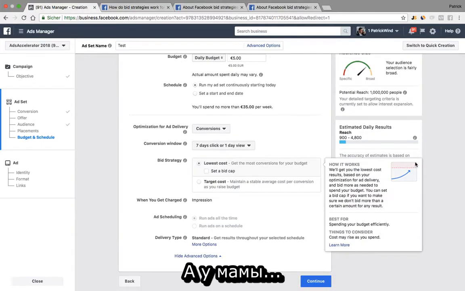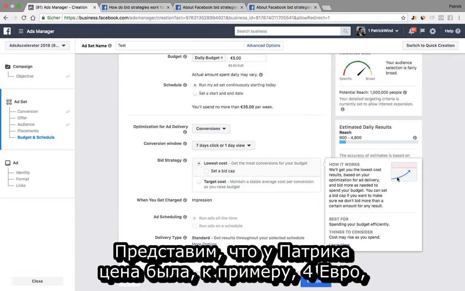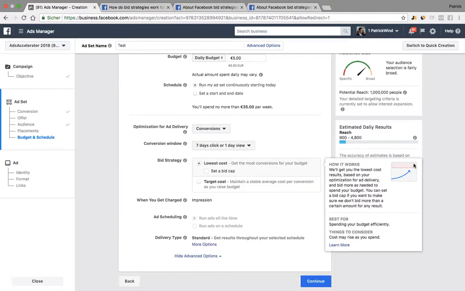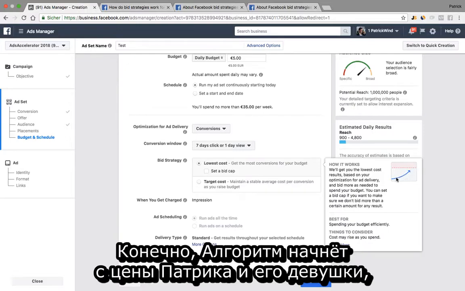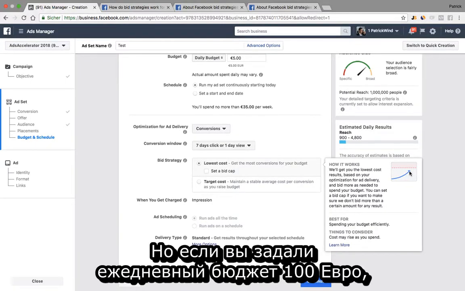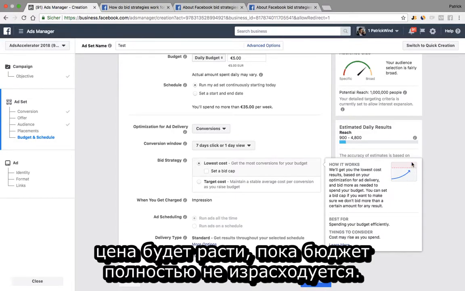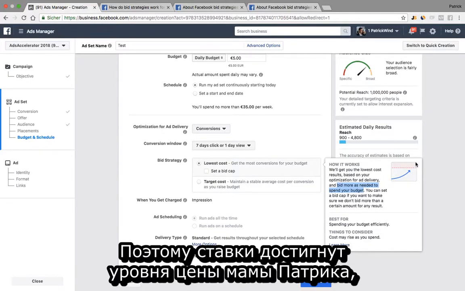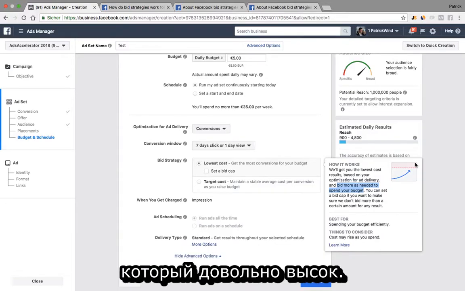Let's imagine Patrick has a cost per conversion of 4 euros, my girlfriend has an estimated cost per conversion of 3 euros, and my mom, let's say, has 20 euros. Of course the Facebook algorithm would first start searching for Patrick and his girlfriend and people that are similar to us. But if you give it a daily budget of 100 euros, it would continue until it spends all the daily budget, because that's what we allow it, right? And it would bid more as needed to spend your full budget. Therefore, it would also attack those mothers of Patrick's, which are more expensive.